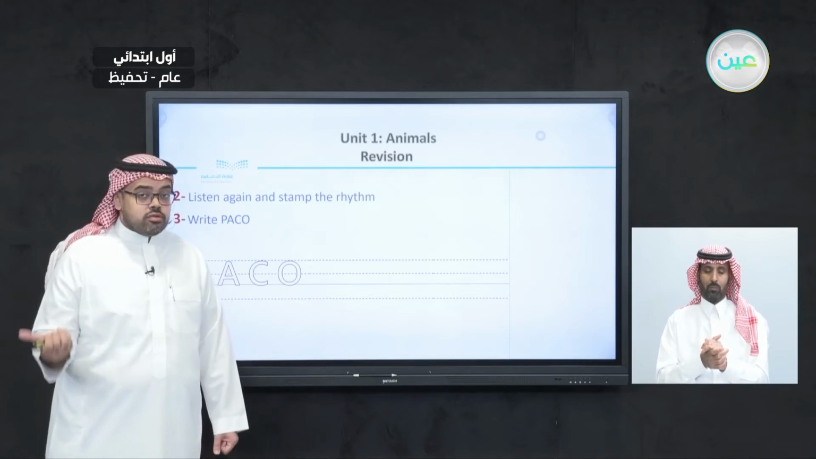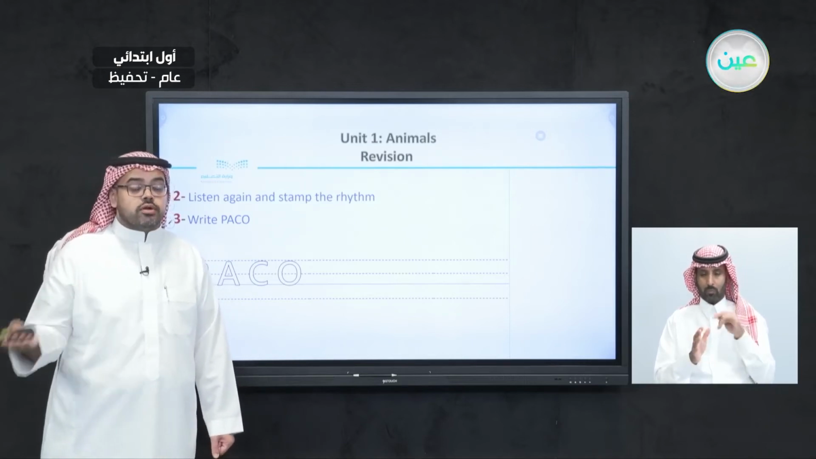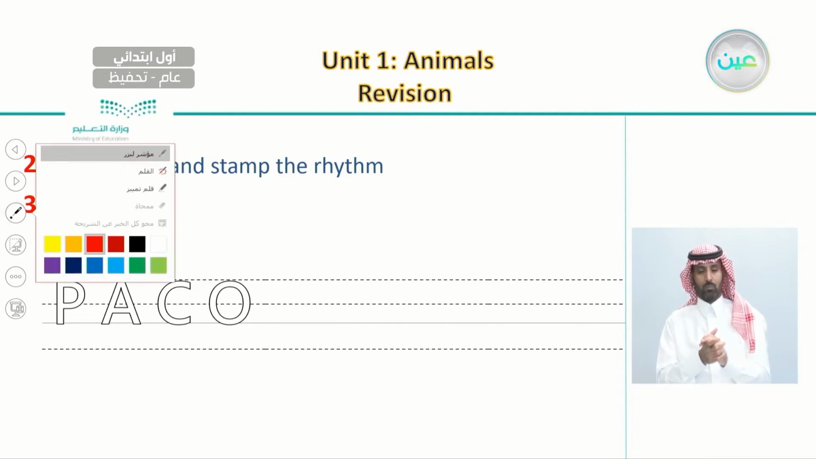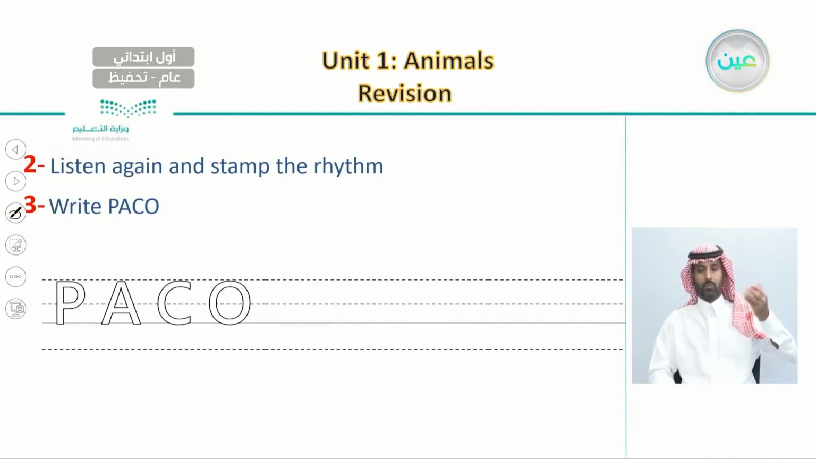After we listened to this chant and chanted it with different rhythms, we said that it is important that we write the word Paco. And how do we write the word Paco? The first important thing is that we trace the word and then we write it. So here we have the word Paco, and before we try to write it here, we need to first try to trace it. And if we are able to trace it, then we can write it on the line. We can write the word here on the line.